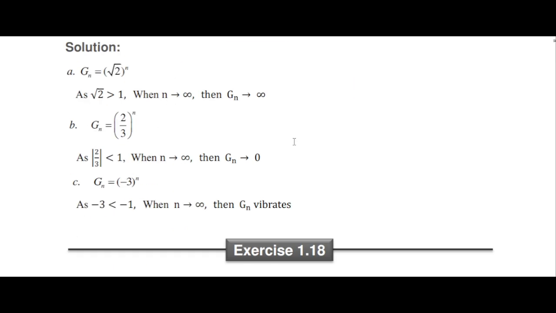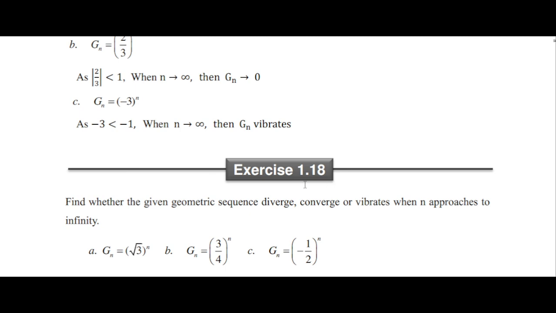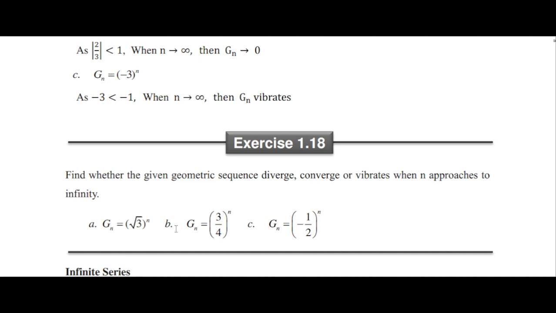Okay, let's continue. Exercise 1.18. Find whether the given geometric sequences diverge, converge or vibrate when n approaches infinity. Okay, this one, square root of 3, 1 point something, so this is divergent, obviously. As n approaches infinity, this tends to infinity. So this is divergent, or diverges.